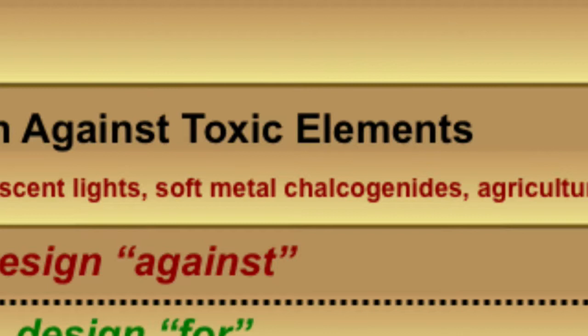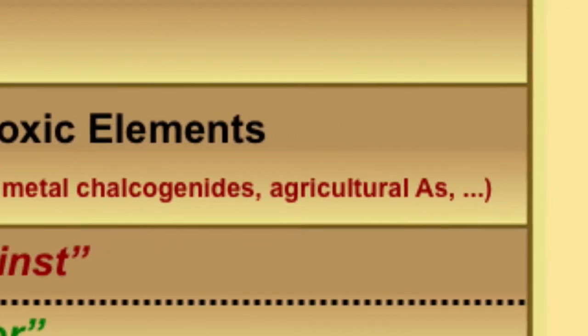Soft metal chalcogenides tend to be salts of sulfur, selenium, or tellurium anions and heavy metal cations such as cadmium or mercury. We have to be very careful about their use, which has been growing, because both the metal cations and the selenium and tellurium anions are highly toxic. Arsenic used in agriculture is also a problem.